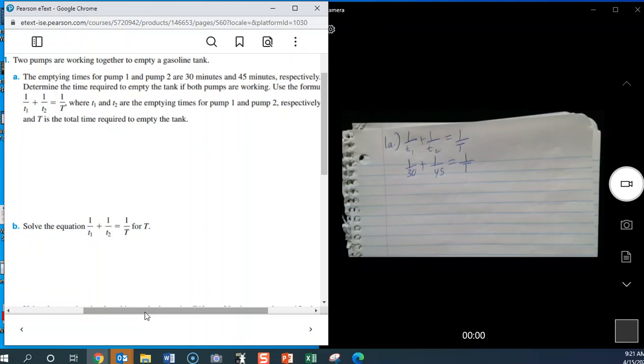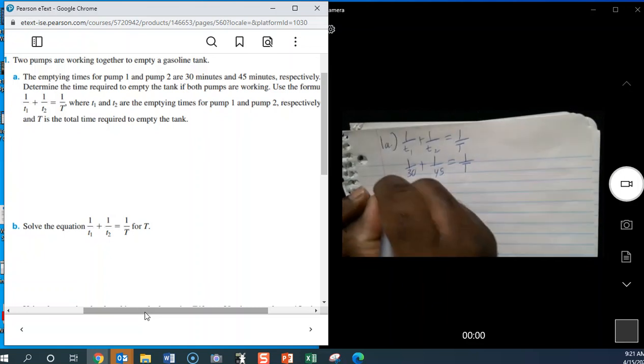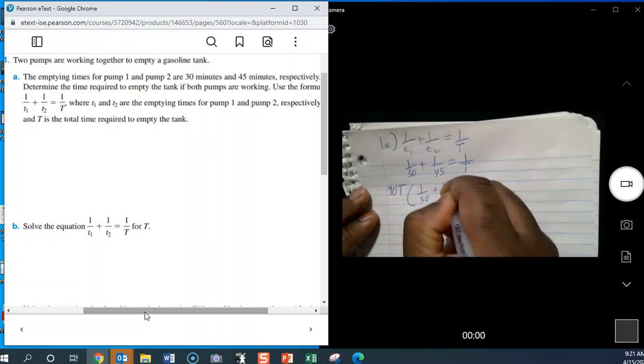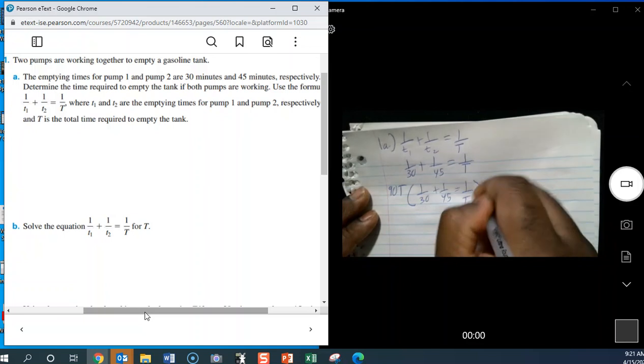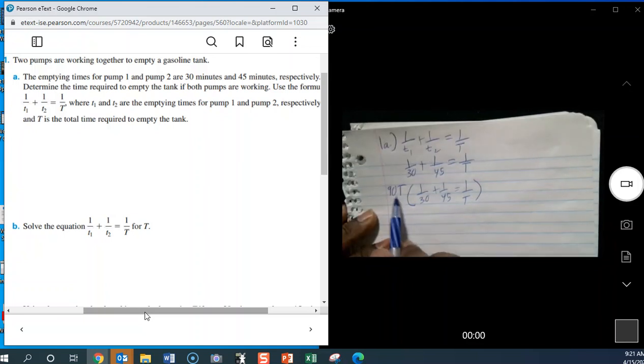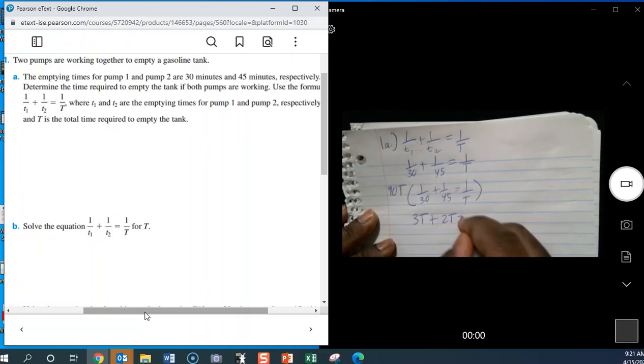So what we have to do first is find a common denominator of all of these. The common denominator of 30, 45, and T is 90T. So we'll multiply everything by 90T, because it has to be for all three. So 30 goes into 90 3 times, 3T times 1 is 3T. Plus 45 goes into 90 twice, 2T times 1 is 2T.